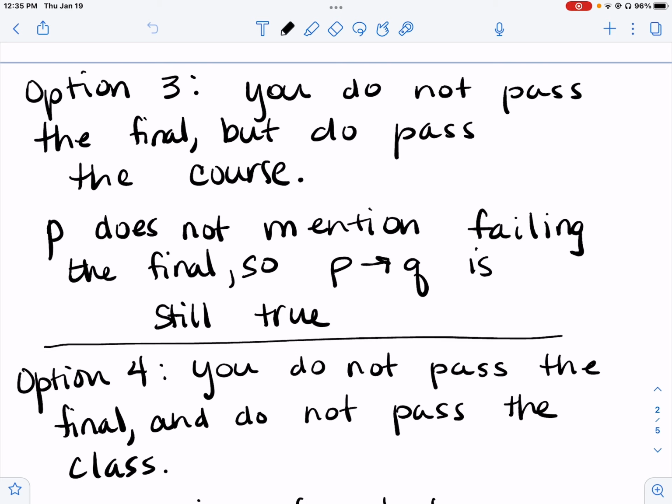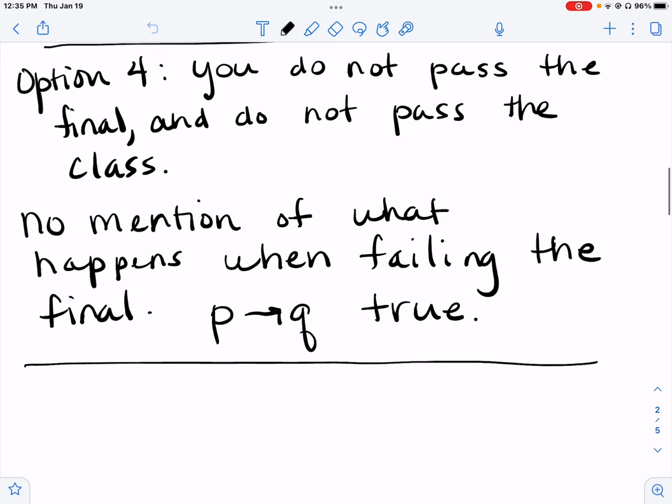Option 3, you do not pass the final but do pass the course. P does not mention failing the final, so if P, then Q is still true because we don't know anything about what happens if P is false. Option 4, you do not pass the final and do not pass the class. There's no mention of what happens when failing the final, so if P, then Q would still be true.